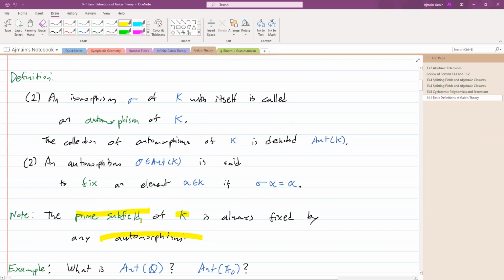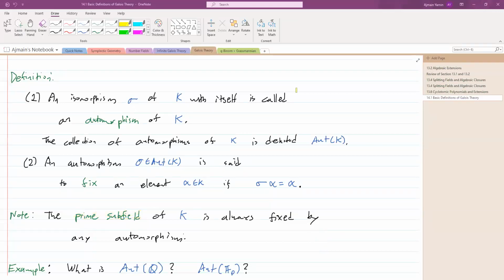Right? Why does this work? Well, any automorphism has to send 1 to 1. And once you know how it acts on 1, you know how it acts on the prime subfield, because the prime subfield is the smallest field obtained by doing field operations on 1, and an automorphism has to preserve those field operations. So if the prime subfield is everything you get by doing field operations on 1, and the automorphism fixes all of those things, then the automorphism has to fix the prime subfield.